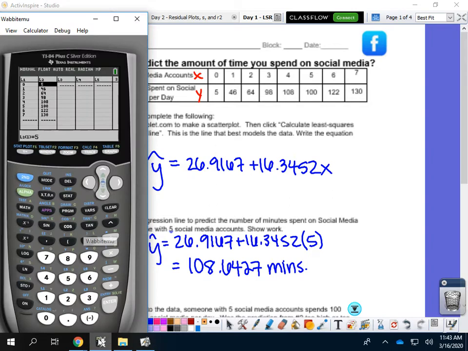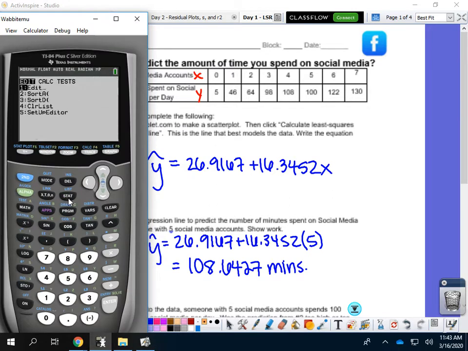And so once you have that, you're going to hit Stat Calc number 8. We like number 8 because that's the format that we use in AP Statistics for a linear equation. You should have your X list L1, Y list L2, calculate, and then this will get you your regression line.